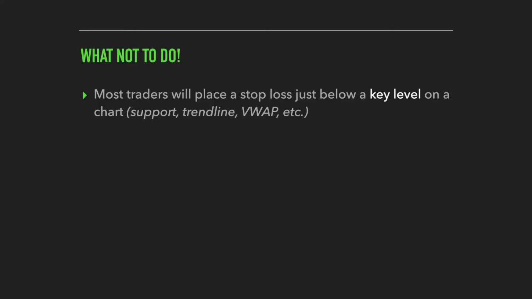So what this mistake is that most traders do is they will place a stop loss just below a key level on a chart. And that's going to be some kind of support level, a trend line, maybe some kind of indicator like the VWAP, and so on and so forth. And that's actually not the mistake itself. You do want to use something on the chart like support, trend lines, or VWAP to base your stop loss off of, but you have to be very cautious with the way that you do this.